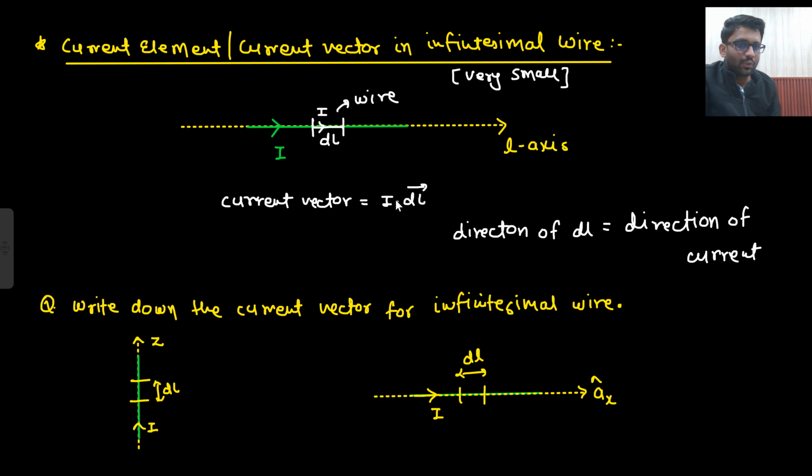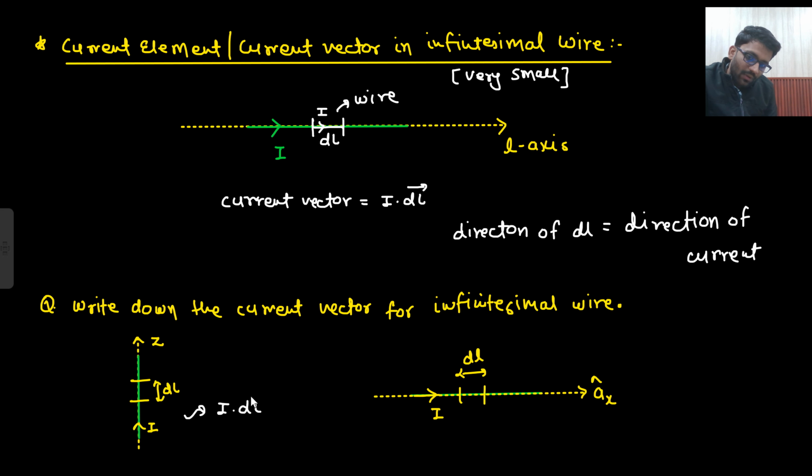This is not a dot product. This is multiplication, I into dl. Here current cannot be a vector quantity, so dl is the vector quantity. The direction of dl shows the direction of current. If you need to define the current vector for this particular wire, how will you define it? Again, you have taken a small portion dl here. So what will be your current vector?